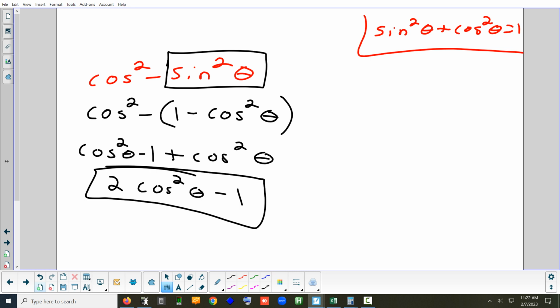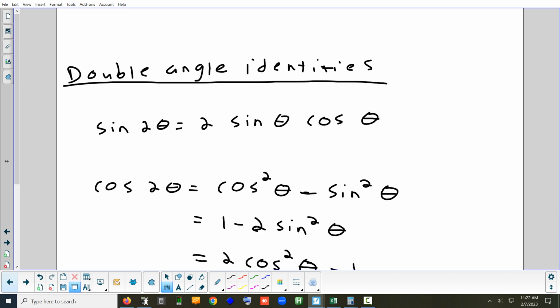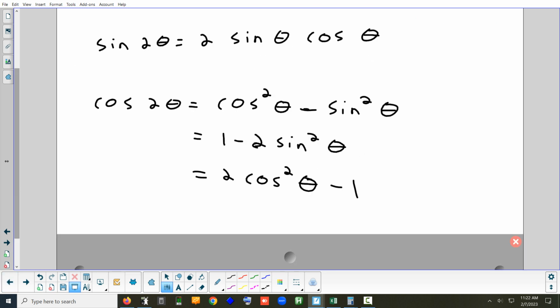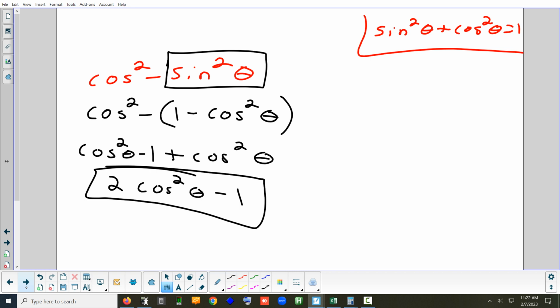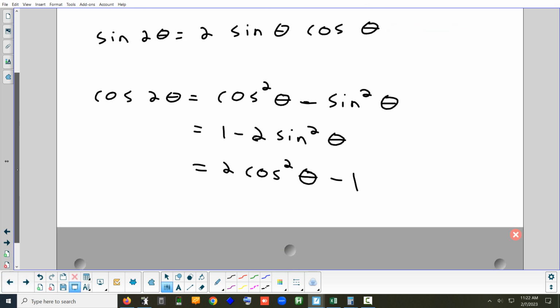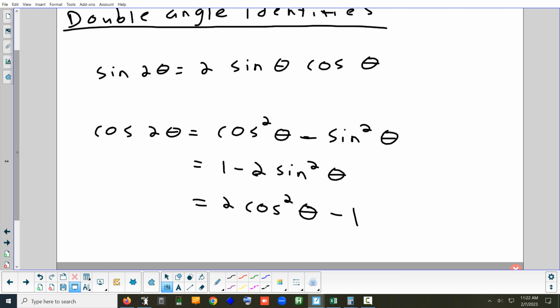It's based off the first identity, but substituting in one of the Pythagorean identities for part of it. So 2 cosine squared minus 1. I didn't show you the third way. The third way is just like the way I showed you. The difference is instead of substituting in for sine squared, you substitute in for cosine squared using the Pythagorean identity. And you get something that looks kind of similar. All right, so a few different ways to do cosine 2 theta.